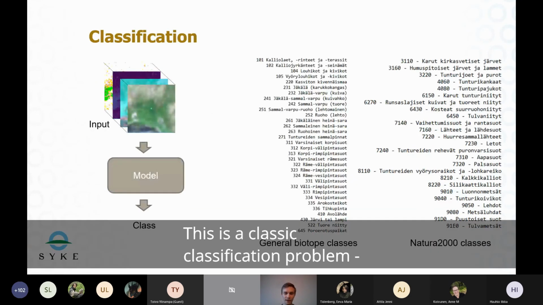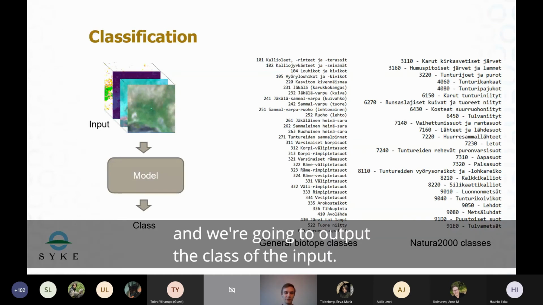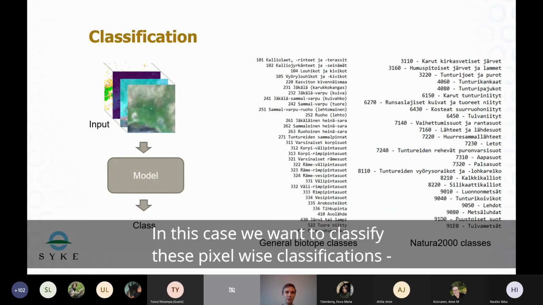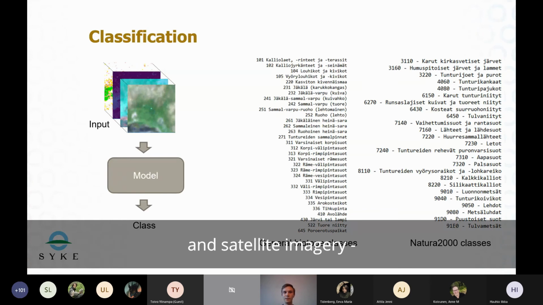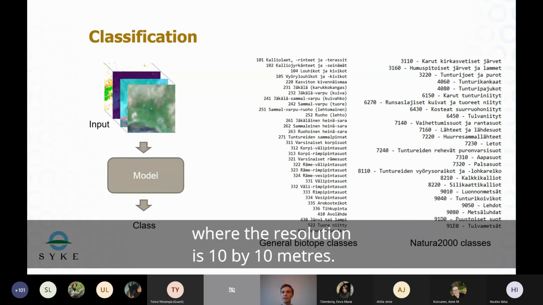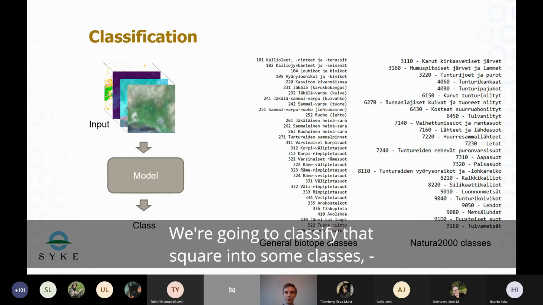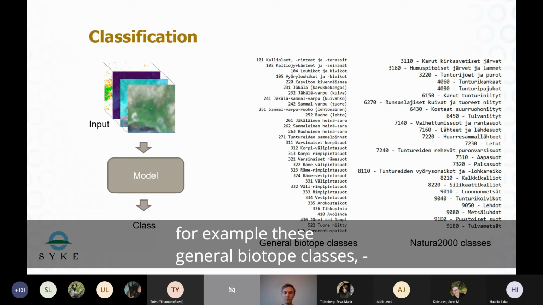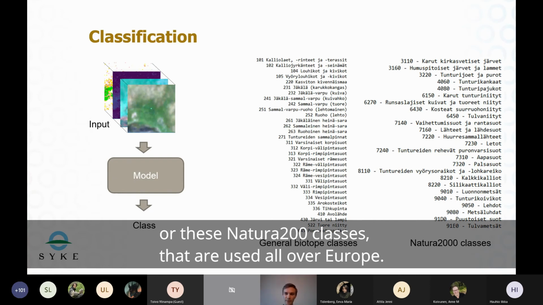And this is a classic classification problem where we have an input and some kind of model, and we output the class of the input. In this case, we want to do pixel-wise classification, because we're using remote sensing data and satellite imagery where the resolution is 10 by 10 meters. So there's a lot going on inside a 10 by 10 meter square, and we're going to classify that square into some classes. For example, these general biotope classes, which are used by Metsähallitus, or these Natura 2000 classes that are used all over Europe.